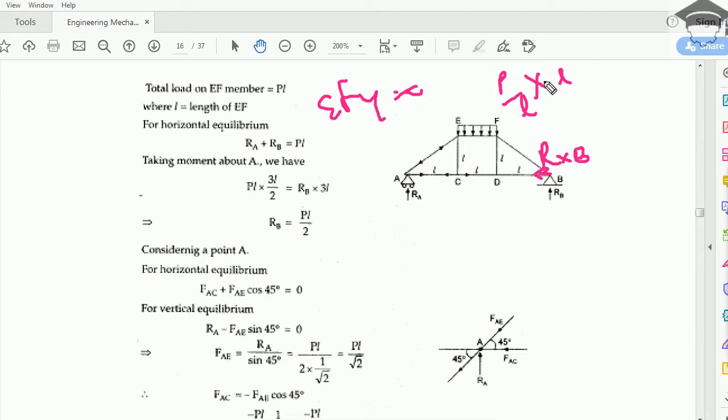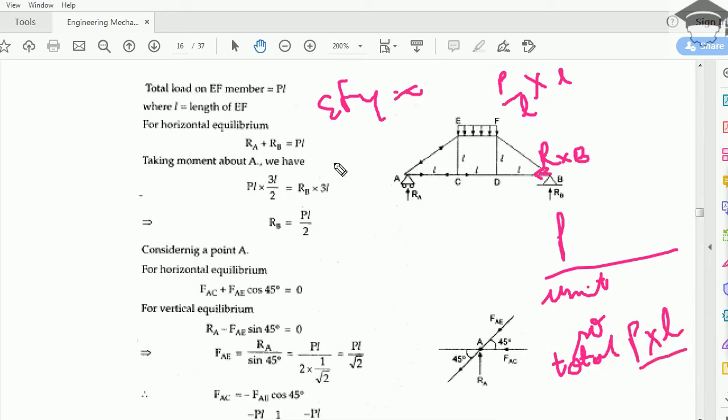We can either balance the moment at point A or at point B. If you balance the moment at point A, you will get Rb, and if you balance the moment at point B, you will get Ra. From the first equation you will get the remaining value. Here they have balanced about A. If you are balancing about A, then this total force P into L will act somewhere in the center. This total length is 3L, so this length will be up to here. This moment will act around this point in this direction.